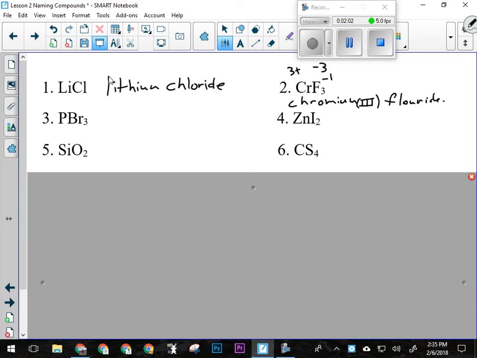All right, for number 3, I've got phosphorus and bromine. These are both non-metals, so this is a molecular compound. So I don't have to worry about charges. I don't have to worry about Roman numerals or anything like that. I just have to write the names. Phosphorus, there's only one of it, so I don't need to put a prefix on it, but there are 3 bromines. So this stuff will be phosphorus tribromide.